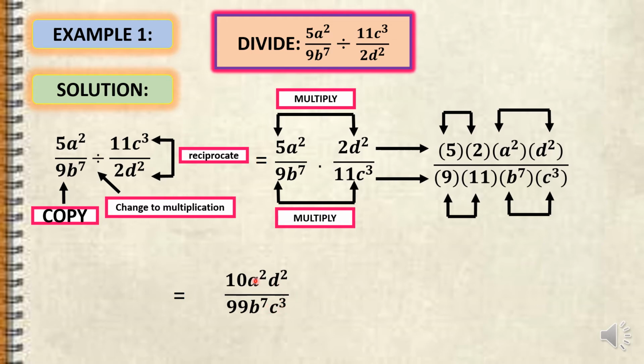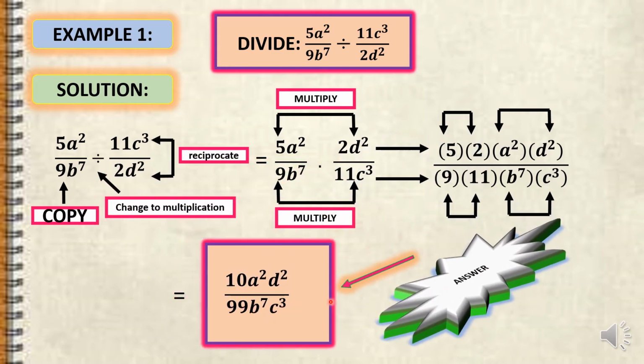So again, double check if you can still simplify, especially yung ating numerical coefficients. In this case, 10 over 99, wala siyang greatest common factor. So therefore, we can say that this is our final answer: 10a squared d squared over 99b raised to 7 c raised to 3. Okay? So let's have our next example.